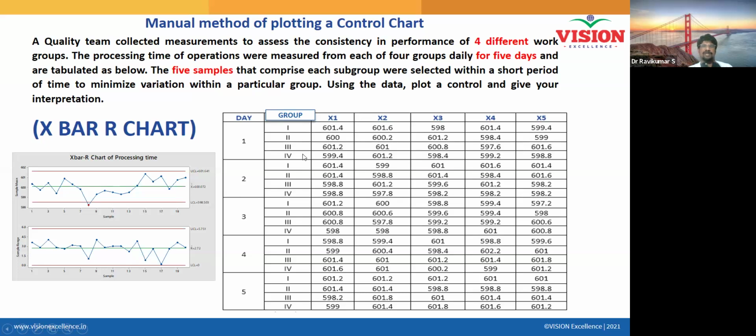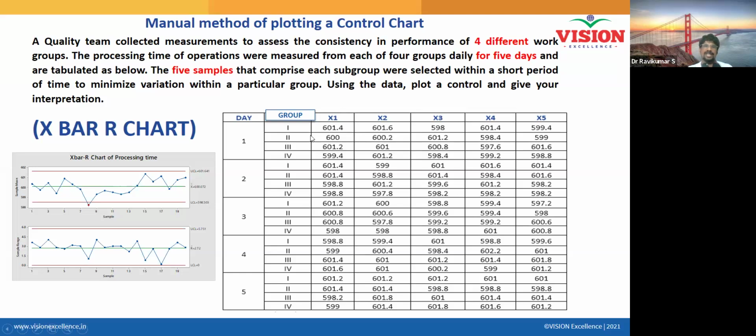Similarly, they do it for all the 4 shifts. So totally every day, in 24 hours, they have 20 samples, and they are doing it for 5 days. Why are they doing this? To assess the performance, whether they are performing as per the expectations, within the limits, or whether the performance is worse or better. That is how this quality team is going to use control charts to assess the performance.